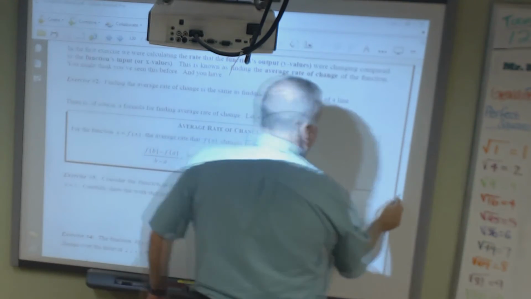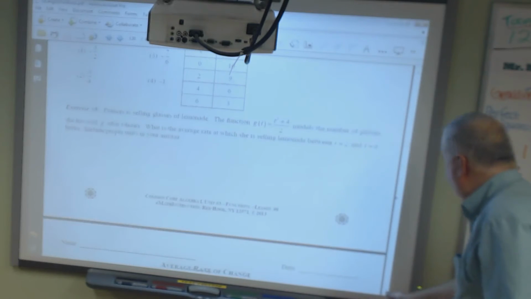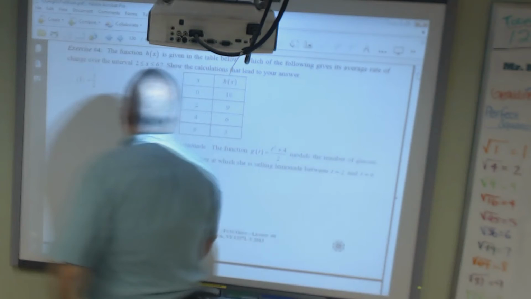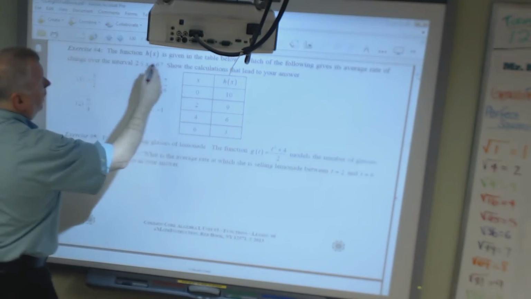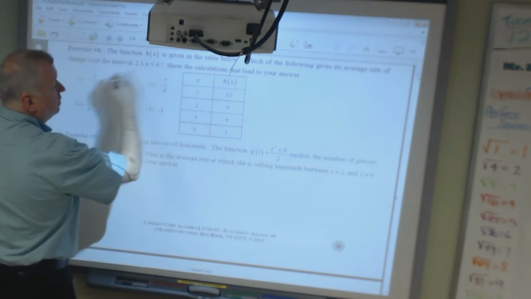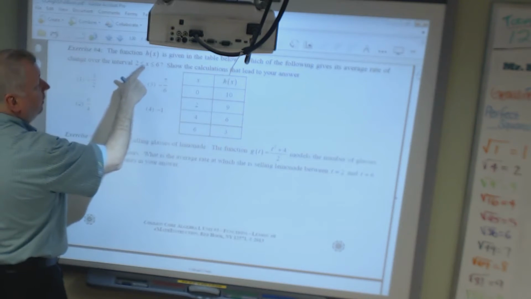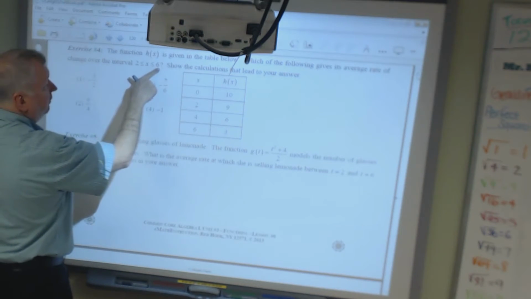The next one, instead of an equation, they're going to give us a table, and that just makes it a little bit easier because you don't have to do as much math, believe it or not. The function h of x is given in the table below. Which of the following gives its average rate of change over the interval 2 is less than or equal to x, which is less than or equal to 6?